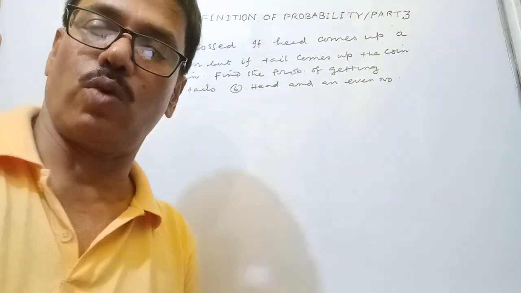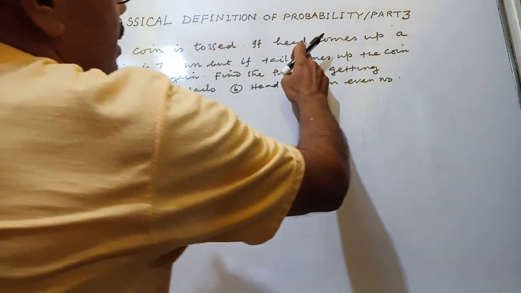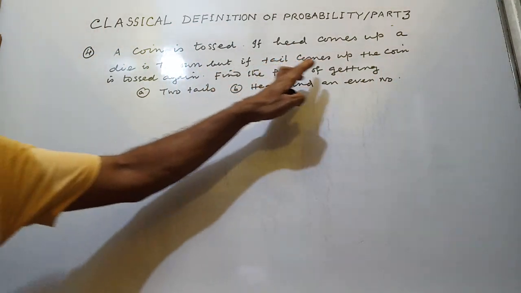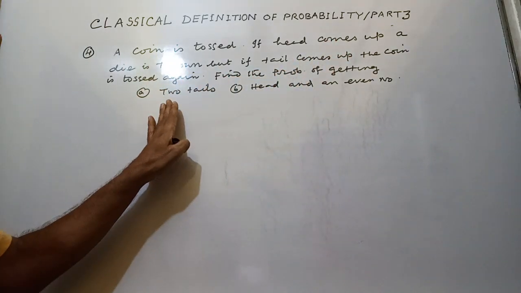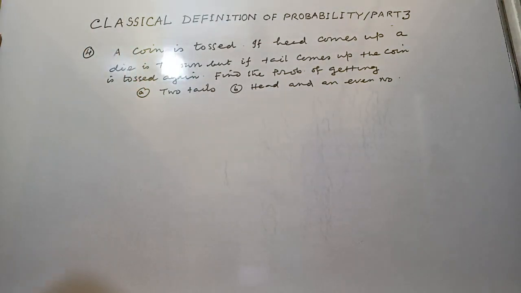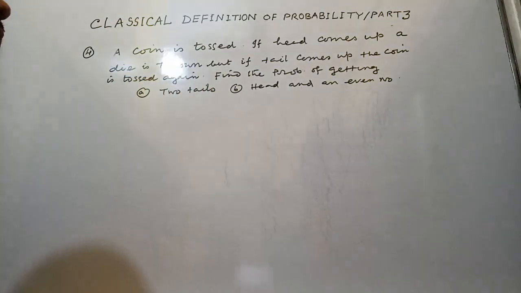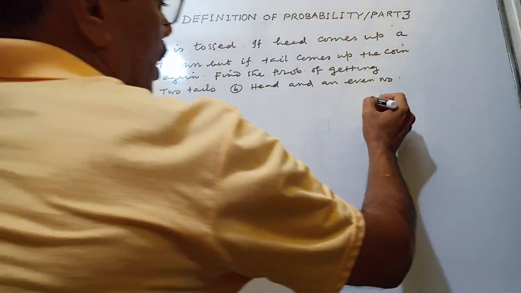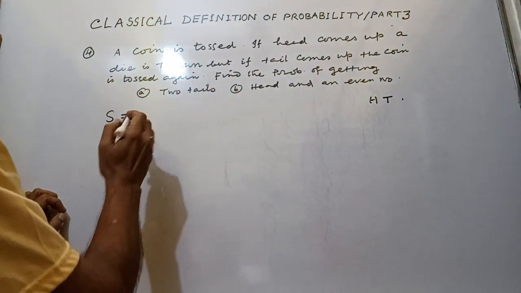Now we consider one more problem. A coin is tossed. If head comes, then a die is thrown. But if tail comes, the coin is tossed again. Find the probability of getting two tails, and head and even number. Our main aim is to find the sample space. Now what is the sample space? A coin is thrown, so you can get head and tail. If head comes, a die is thrown.